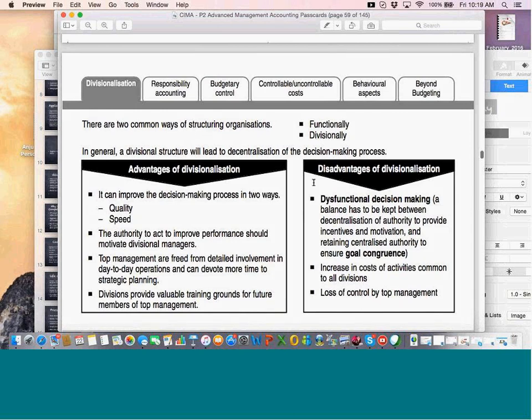Divisional structures can lead to decentralization of the decision-making process. I have decentralized it for decision-making. So these are questions from me. I'm asking these questions because my decentralization may cost me a lot of money, and I feel it is happening.